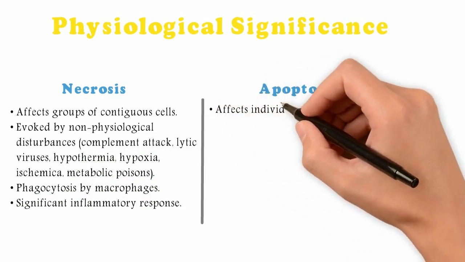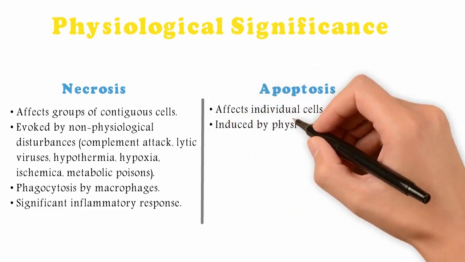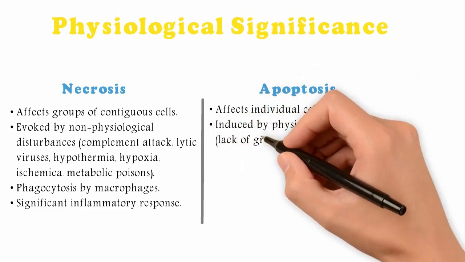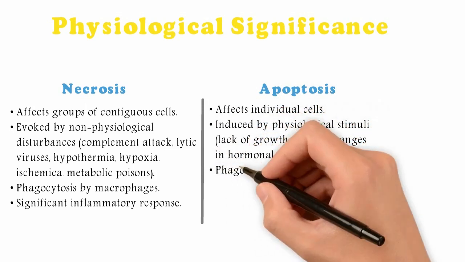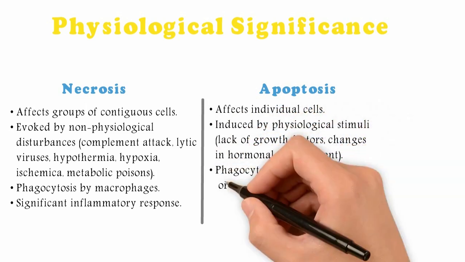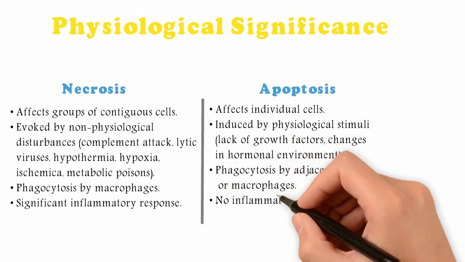Apoptosis affects individual cells induced by physiological stimuli: lack of growth factors, changes in hormonal environment. Phagocytosis by adjacent cells or macrophages, no inflammatory response.